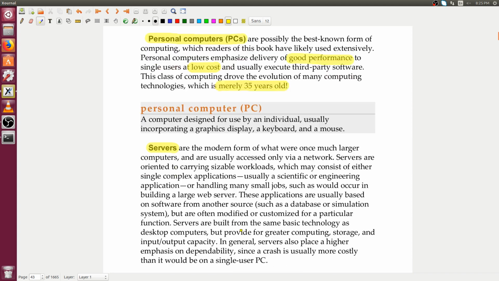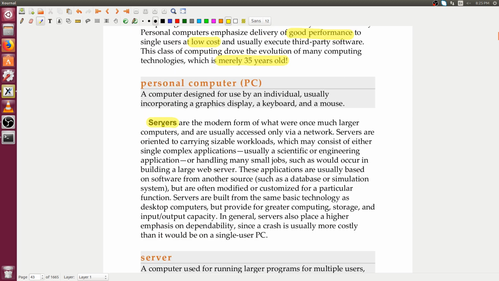So let's see. Servers. Most people are familiar with servers as well. They're the modern form of what were once much larger computers and usually accessed only via a network. Amazon, for instance, with cloud services, they rely on servers. Microsoft Azure, they rely on servers. Servers are built from the same basic technology as desktop computers, but provide for greater computing, storage, input-output capacity. In general, servers also place a higher emphasis on dependability.